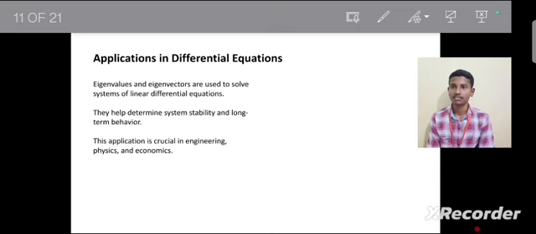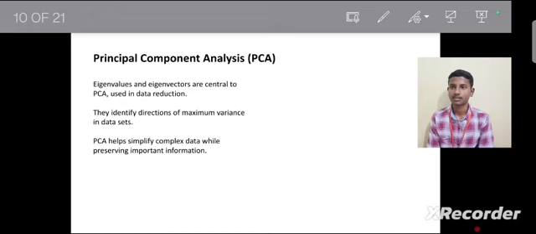Applications in differential equations. Eigenvalues and eigenvectors are used to solve systems of linear differential equations. They help determine system stability and long-term behavior. This application is crucial in engineering, physics and economics.